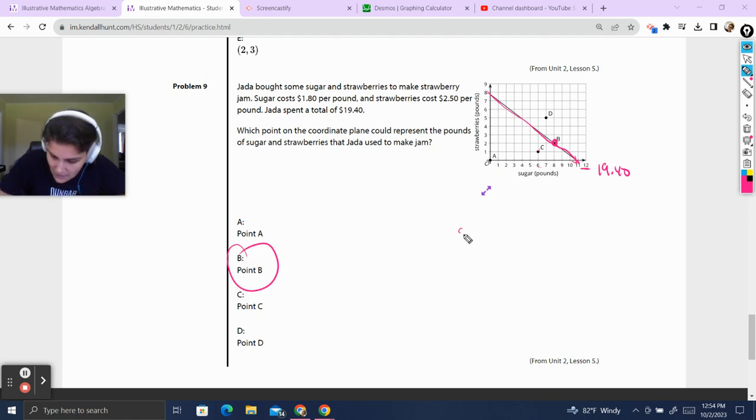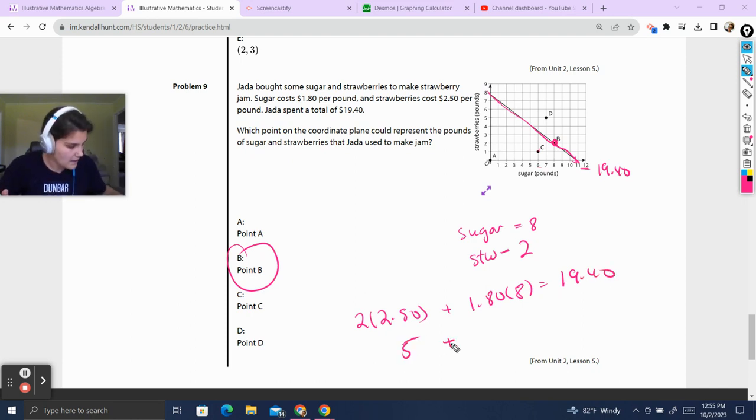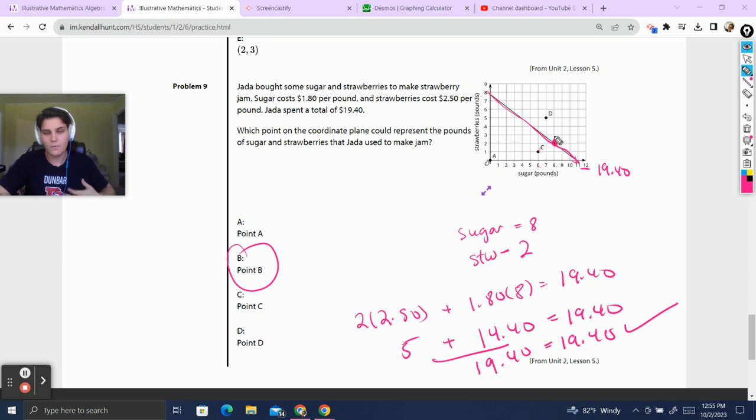And if we look quickly, it means for sugar, she got 8 pounds. And for strawberries, I don't know how to spell strawberries, she got 2 pounds of strawberries. And it would be 2 times 2.50, which is $5, plus 1.80 times 8 should be 19.40, which gets us $5 here, plus 1.80 times 8. I use my handy dandy calculator in order to make sure I'm calculating this correctly, which gets me 14.40. When I add this together, I get 19.40 is equal to 19.40. So this is correct. So B would be my correct point.